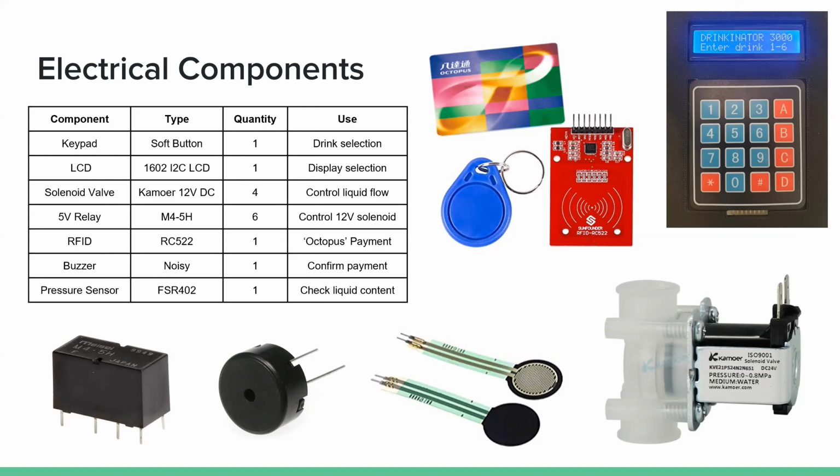And for the payment, we have an RFID module, so we can use RFID to scan, just like an Octopus can scan for your payment to confirm your drink. And then we have a buzzer to confirm your payment. And like my teammate just said before, we have a pressure sensor beneath the cup so that it can detect when enough volume has been reached, and the solenoid valve will then switch off through a feedback loop.